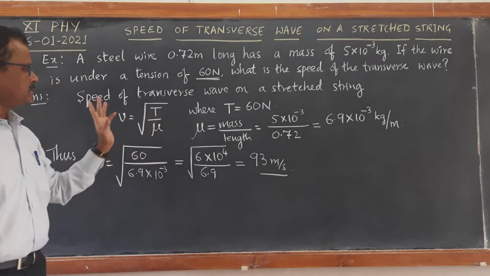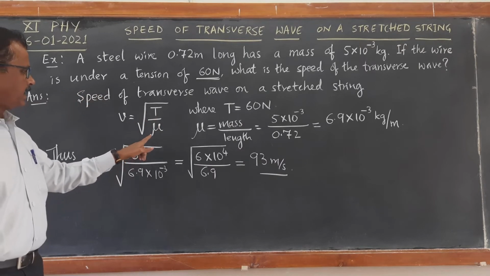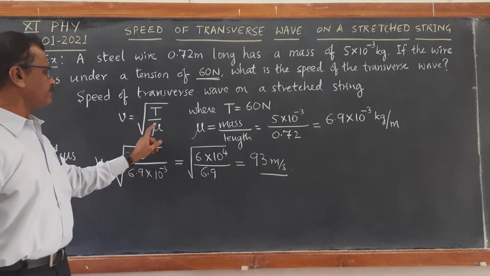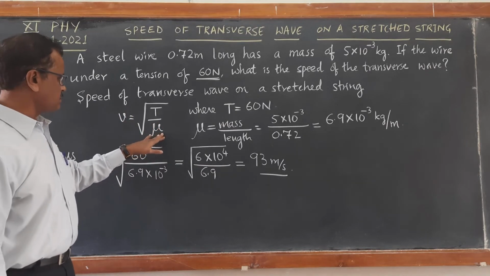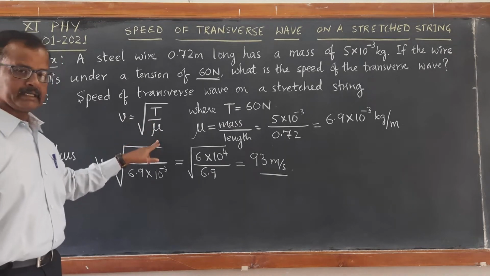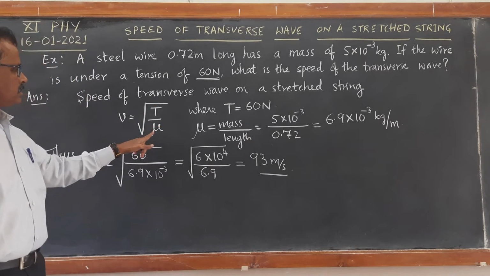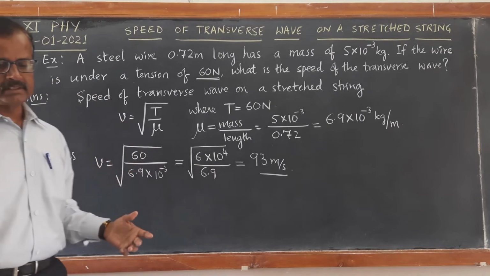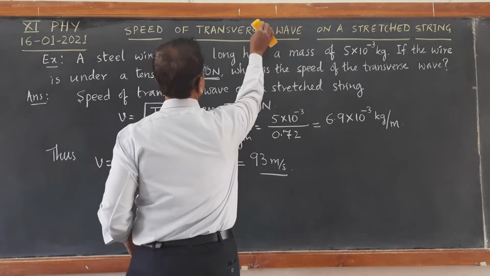So it depends on the elastic property, that is tension of the stretched string, and depends inversely on the mass per unit length, that is called linear mass density. As linear mass density increases, the speed decreases. As linear mass density decreases, speed increases, because it is inversely proportional to square root of mu. Okay. Now in the next we will study about speed of longitudinal wave.